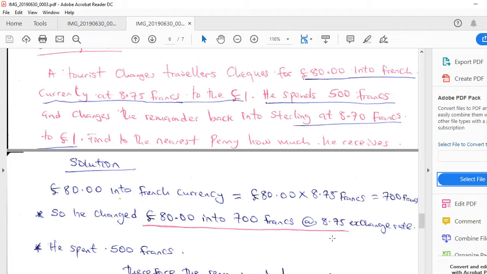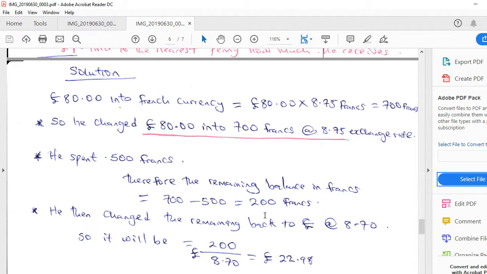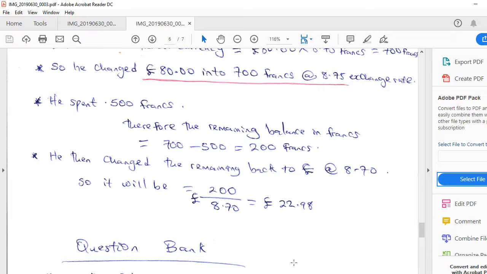Now, he spent 500 francs, maybe for shopping. We don't know what he spent it for, but the question tells us he spent 500 francs, which means from the 700 francs he changed, he spent 500. So what will be left is 700 minus 500, which is 200 francs, right? Now, he had 200 francs left on him and was going back to the UK, so he had to change the francs back to pounds, and the exchange rate was 8.70. So he changed the remaining back to pounds at 8.70. So it will be the remainder, which is 200 over the rate at which it was changed, 8.70. So you are going to have 22.98 pounds. That means he took 22 pounds 98 pence back to the UK.